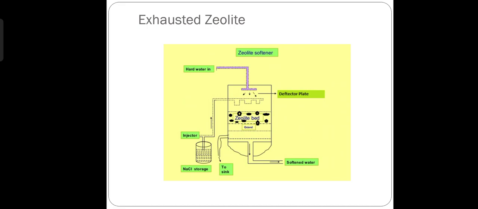So all the precipitates will be removed and the zeolite will again be in working condition for another 12 to 14 hours, depending on the intensity of the salts present in that water. So this is how the zeolite softener works.